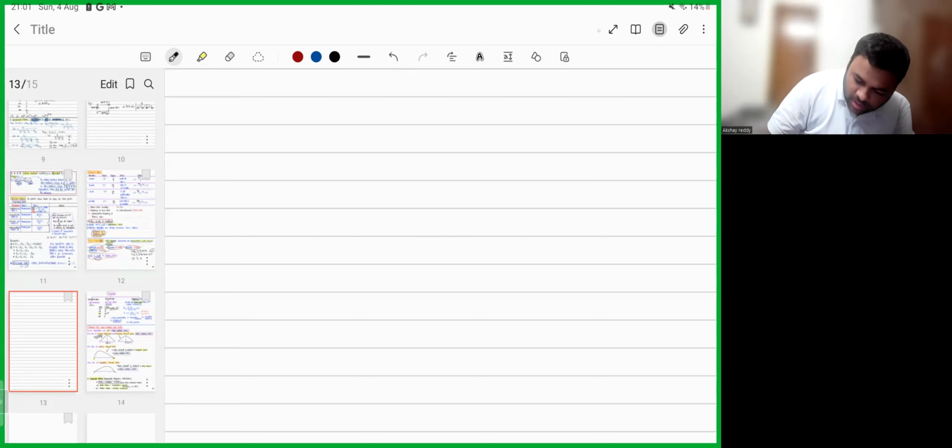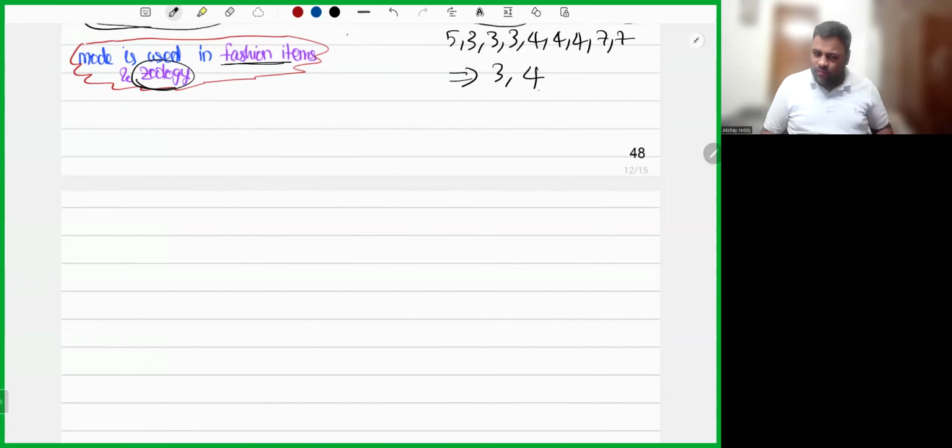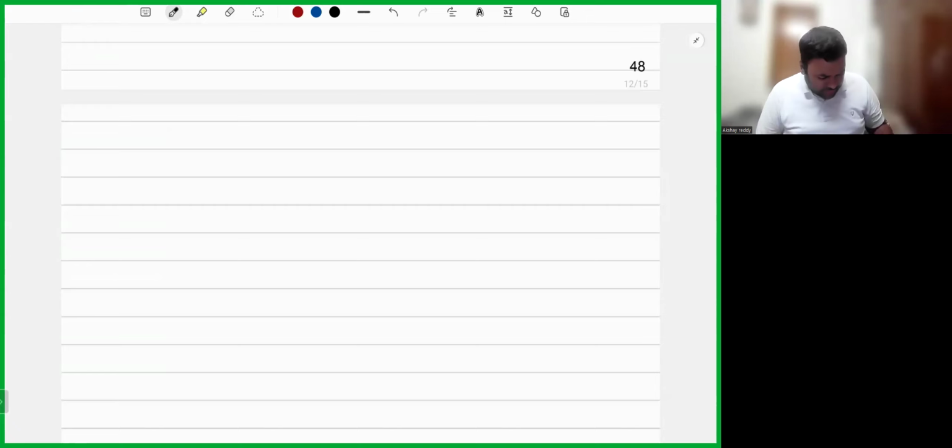Now, let us understand it with one example, continuous data. It's a little lengthy formula, I understand, but it is a little important.